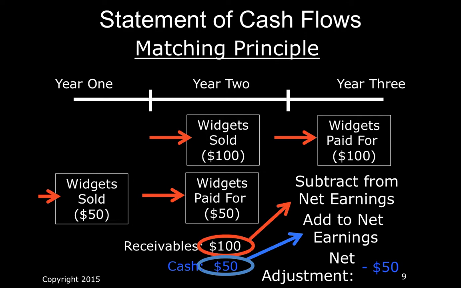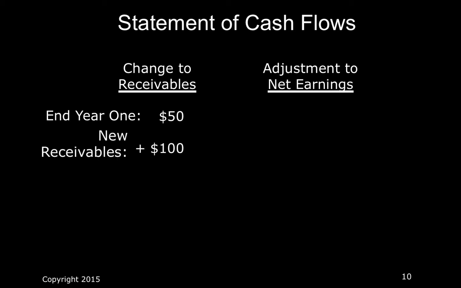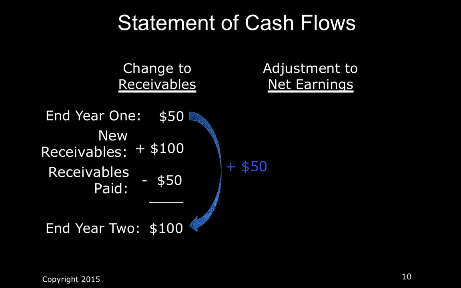Another way to approach this is simply to take the change in receivables for the year. Let's see how that would work. At the beginning of year 2, let's assume there were $50 in receivables from the year 1 sale, and we increase them by $100 to reflect the year 2 sale. And we reduce them in year 2 by the $50 payment on year 1 sale. At the end of the year, receivables equal $100, an increase of $50.